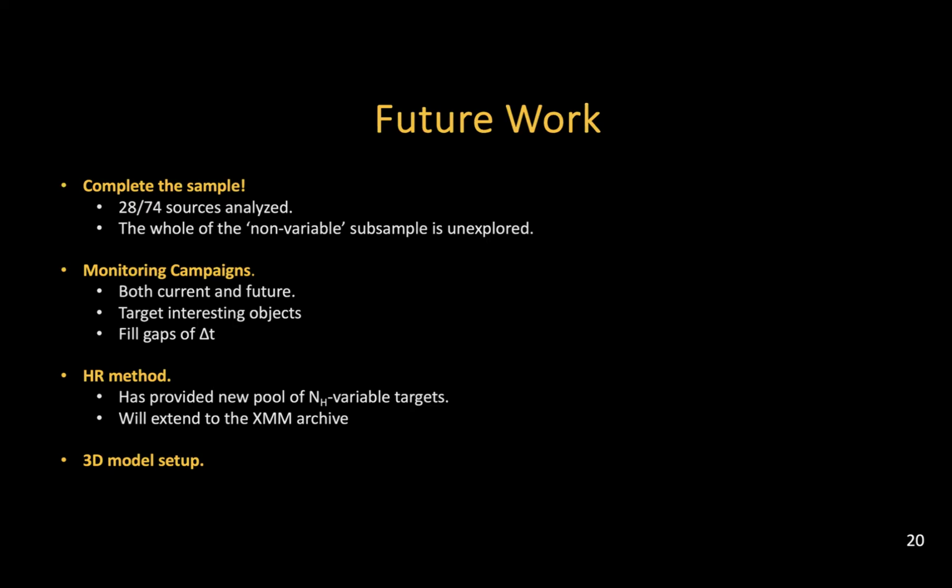And finally, we want to apply this hardness ratio method extended to the XMM archive, in which there's a lot more AGN with more counts because of the larger collective area of XMM. And finally, we are setting now this 3D model setup with which we expect to be able soon to say something about the torus geometry by using all of these data to calibrate.